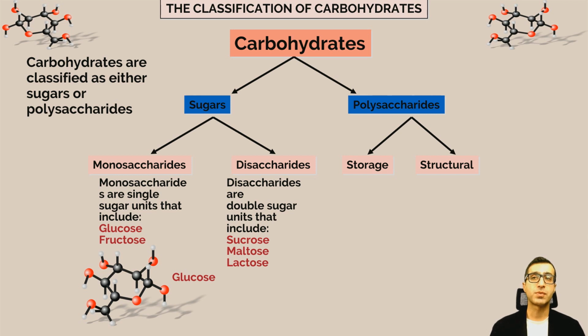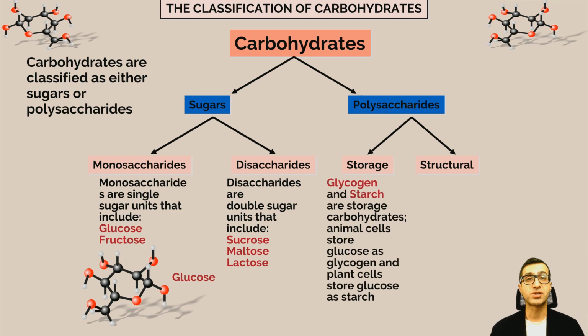Now, storage polysaccharides are categorized as storage based upon the fact that they're used by cells as long-term energy storage to store monosaccharide units in as small a space as possible. And so things like glycogen and starch are examples of storage carbohydrates. Animal cells will use glycogen, which is a very dense store of glucose molecules, and the equivalent polysaccharide in plant cells is starch.